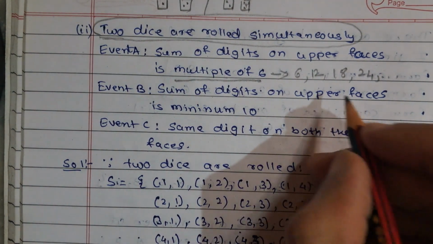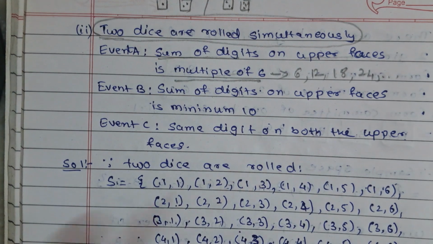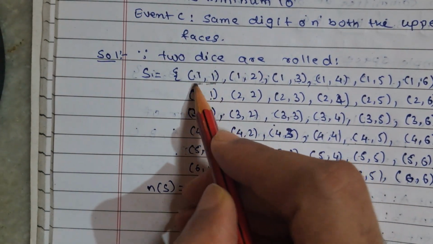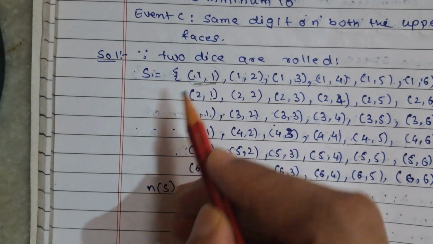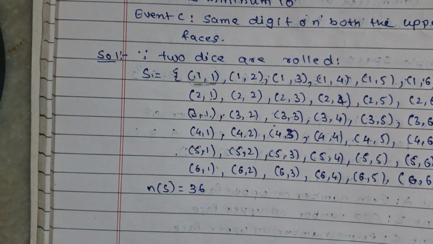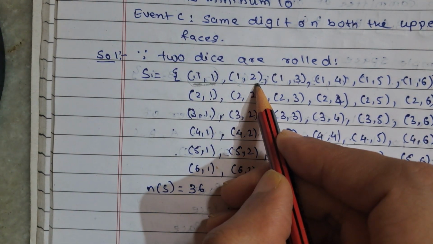Now what we have to think over here is, the sum of the digits on the upper face is a multiple of 6. That means when we add these two things, if it comes to be a multiple of 6, then we have to consider this, or else we don't have to consider. 1 plus 1 is 2, it is not a multiple of 6. 1 plus 2 is 3, which is not a multiple of 6.